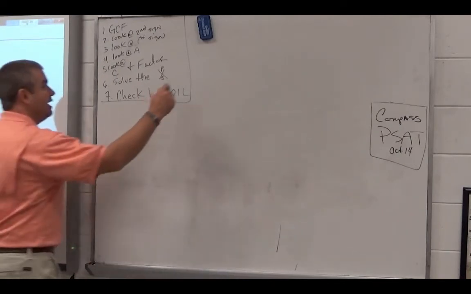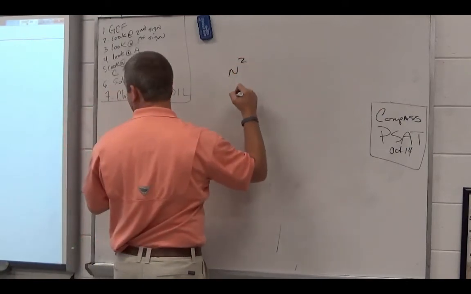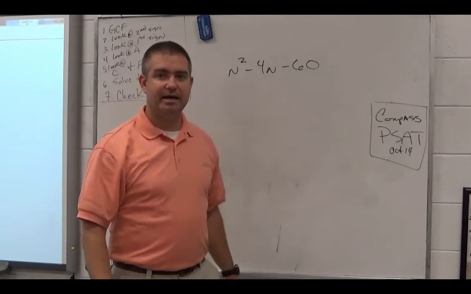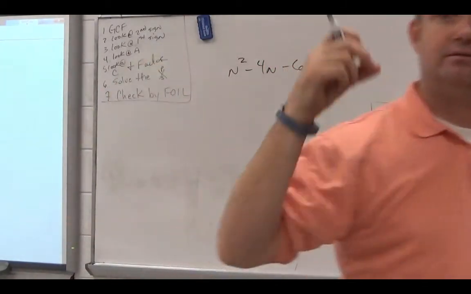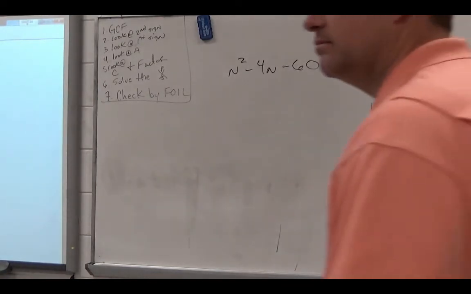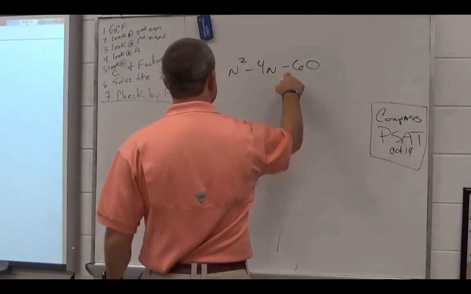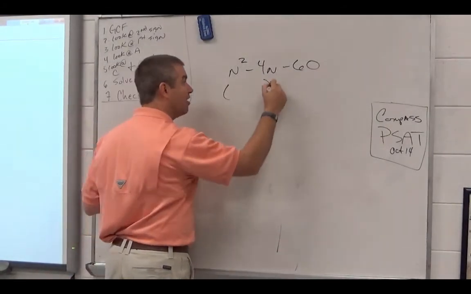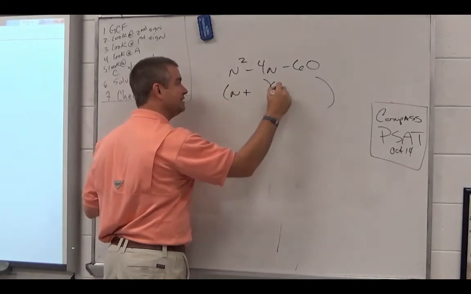There we go. n squared minus 4n minus 60. First step, everybody say it. GCF. Second step, look at the second sign. If this one's negative, what do you do? Instantly, they're opposites, meaning n plus and n minus.